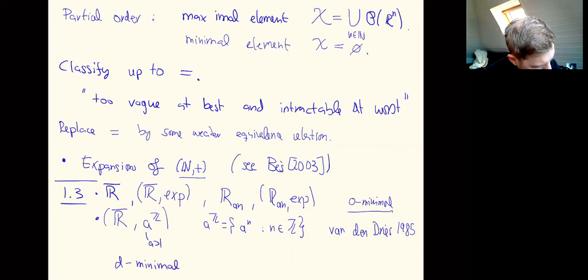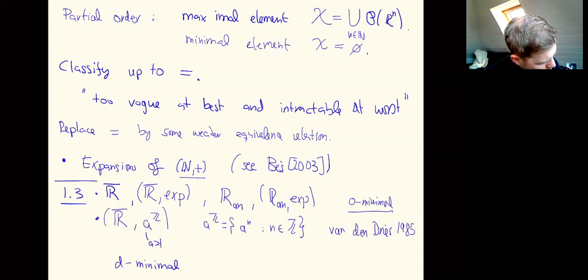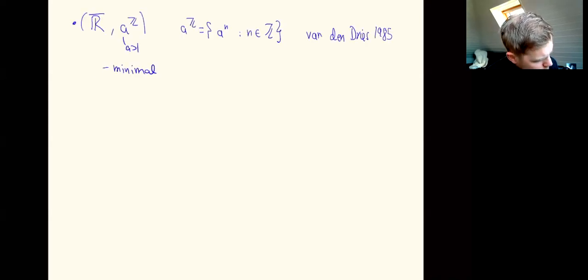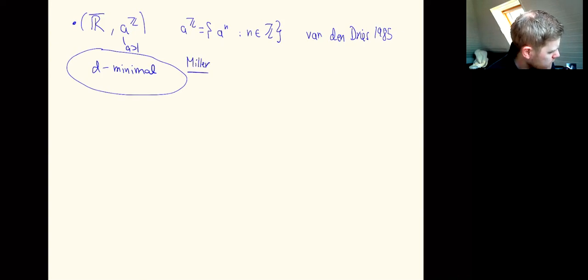Okay. Let me move to the next page. So these are called d-minimal. D-minimality was not a notion that was around when Lau proved this result in '85. I'm not even sure whether o-minimality as such was already around back then. But this was introduced by Chris Miller, in the late 1990s, early 2000s, and the definition is the following.